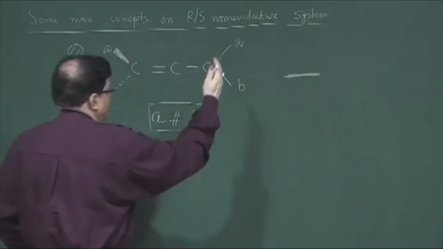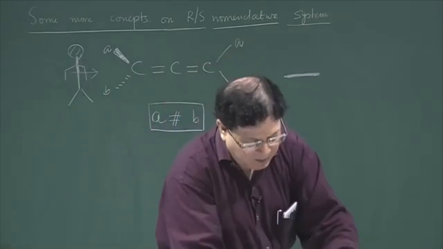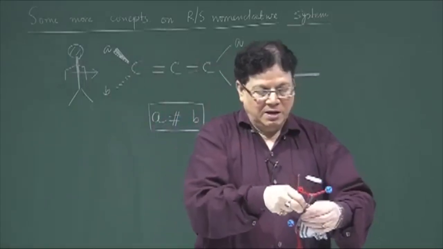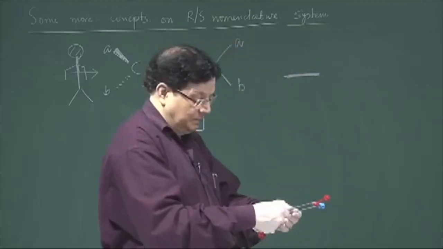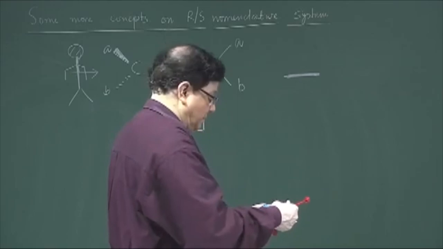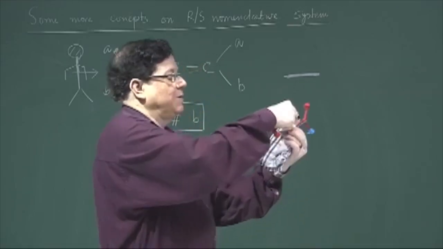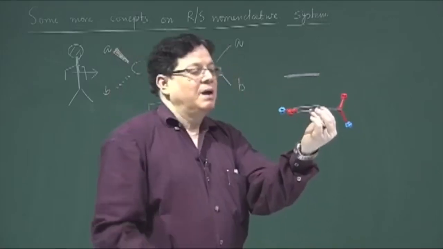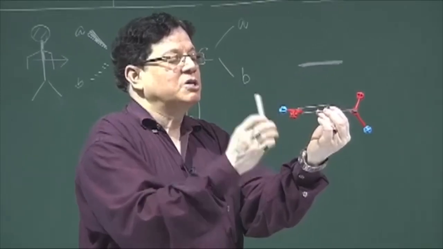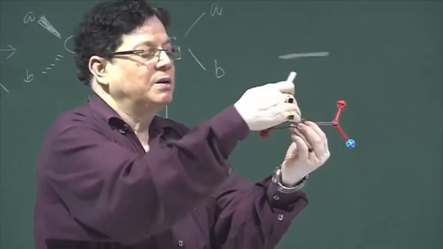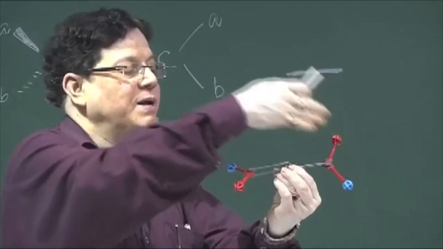If you take a projection now, they will form a horizontal line. I can show you again. What I am saying is that I am standing like this. This is the molecule and I am standing like this, and these two bonds, if I take a projection, will make a horizontal line, and these two bonds will make a vertical line.